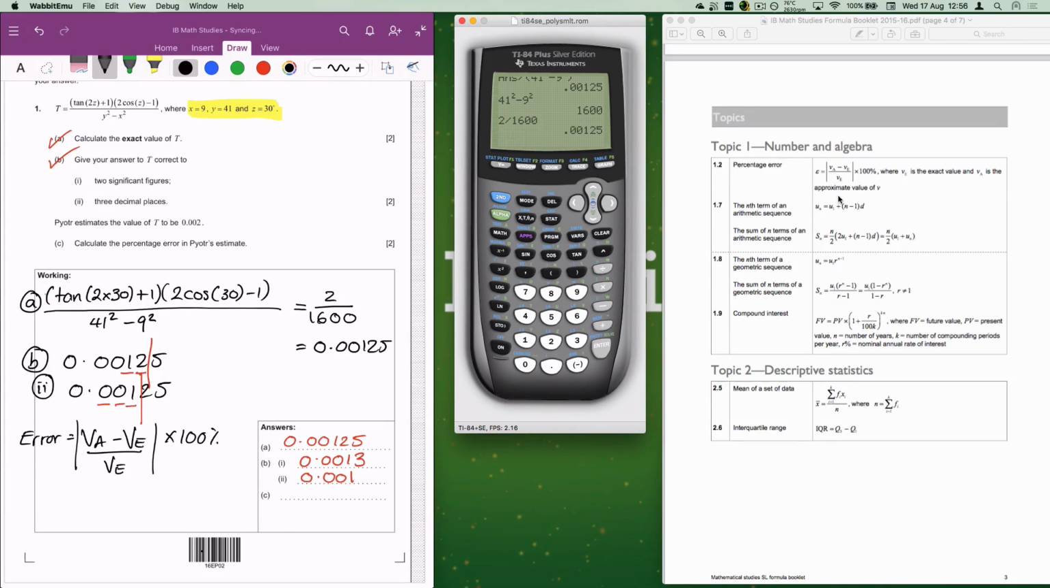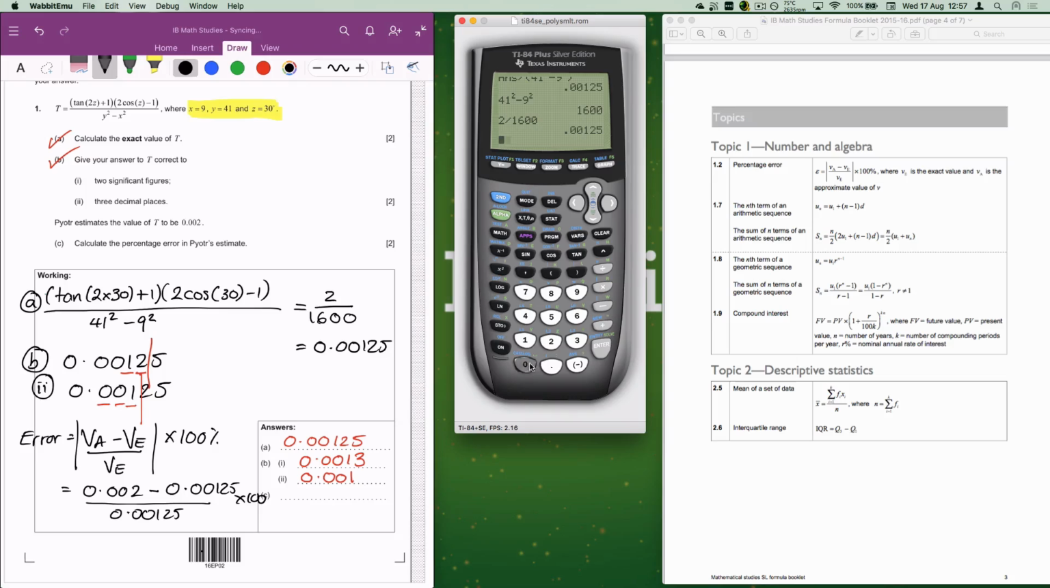So again, we're using a formula, so that means we should substitute our values in. The first value we want to substitute in is the estimate, our approximate value, which is 0.002. We subtract the actual value, the exact value, 0.00125. We're going to divide that by 0.00125 and times 100. So let's just go onto the calculator and do that.